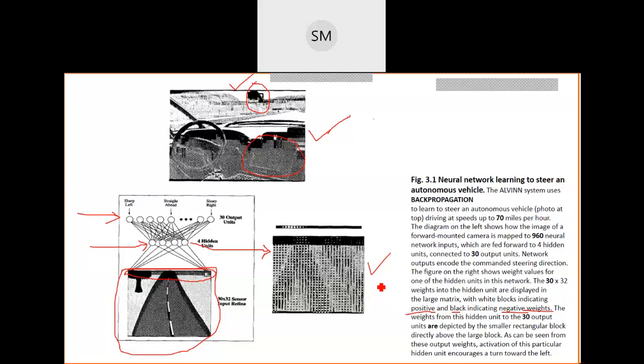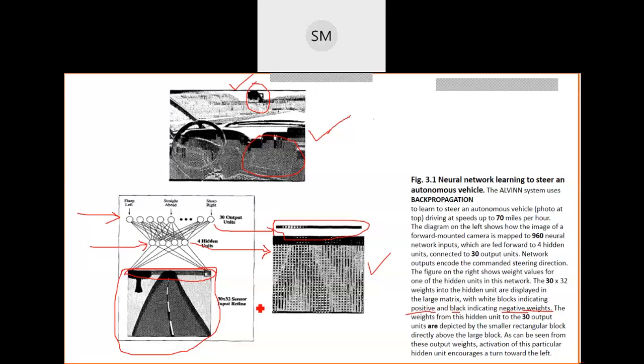Then again we are comparing this output layer, represented with one small rectangle with some small number of blocks, which is written here. Since there are 30 output units, this is represented in the form of 30 units. So this is the input layer, this is the hidden layer, and this is the output layer. This is the representation of an artificial neural network.